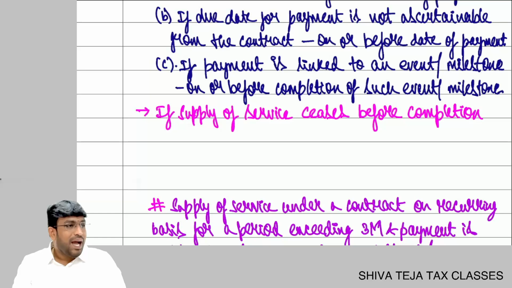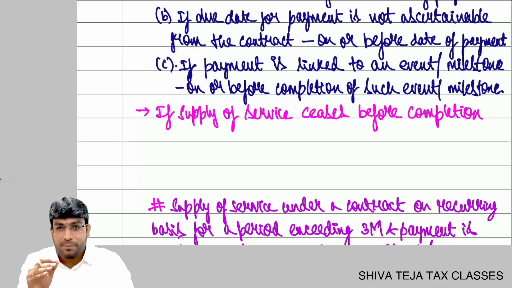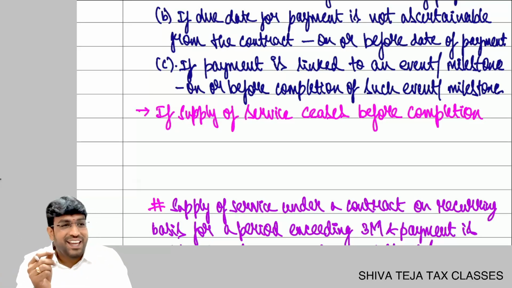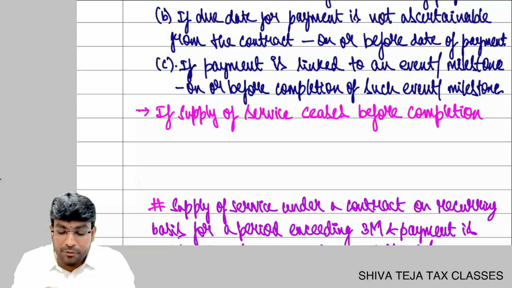For example, I called one painter to paint this room. 20% work is over. After that, I realized that he is doing some extraordinary useless work. Then I told him, sir, please go. But if I tell please go, he will not go. What he will tell? Sir, 20% work done, that much you pay, then I will go. So if supply of service ceases, stops, like cease fire.